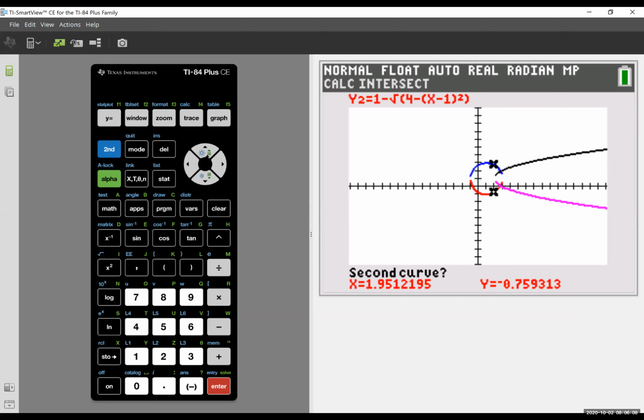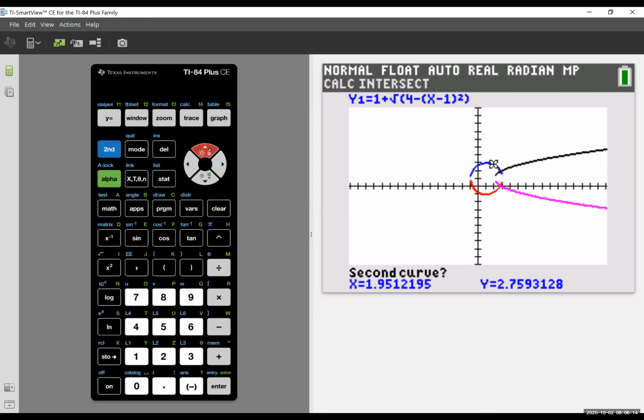So in order to get to y3, you either have to press the up button or the down button to get there. So I'm going to press the up button. That's going to get me back to y1. I press the up button one more time. See how it jumps to y4. Press the up button one more time. It should give you y3.